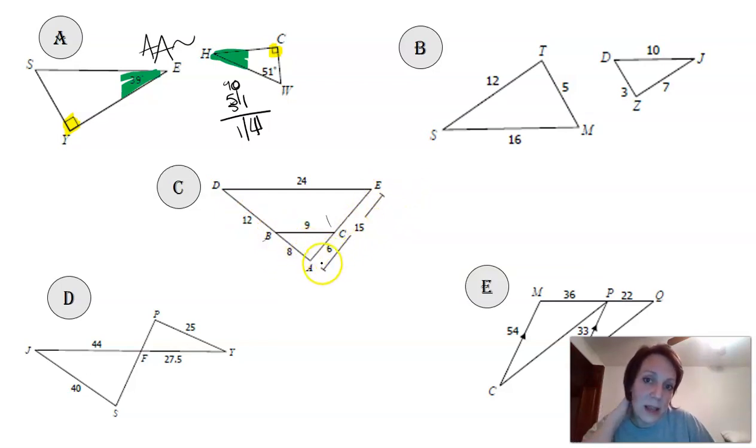And then you have this side, which the whole thing is 15, and then this little piece is 6. So we have 3 side ratios. So we could use side, side, side. Or we could use side, angle, side. But we need to check these ratios.